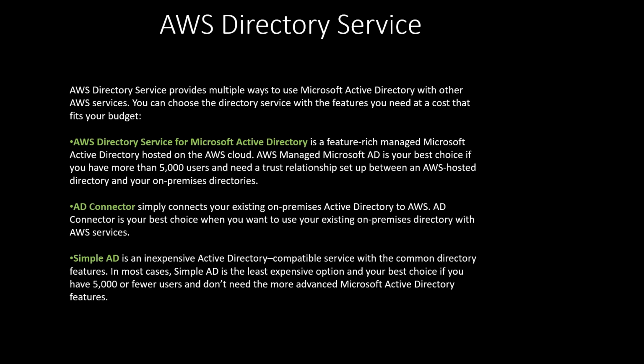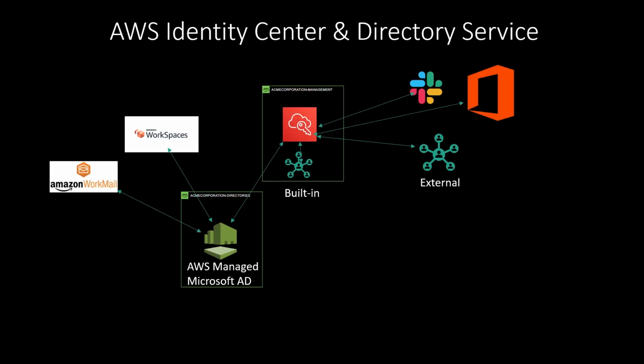AD connector simply connects existing on-prem ADs to AWS, so it's the best choice when you want to use your existing AD. And then Simple AD is the cheapest, great for when you have a few users and you don't need all the full-fat features of AD, and it's going to be what we're using for this course. So let's recap how that works architecturally then.